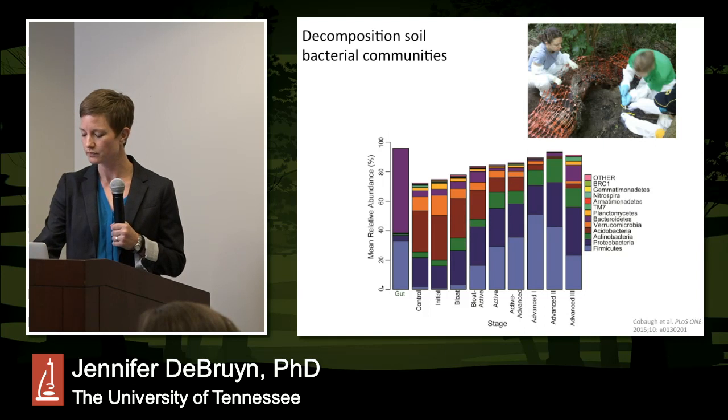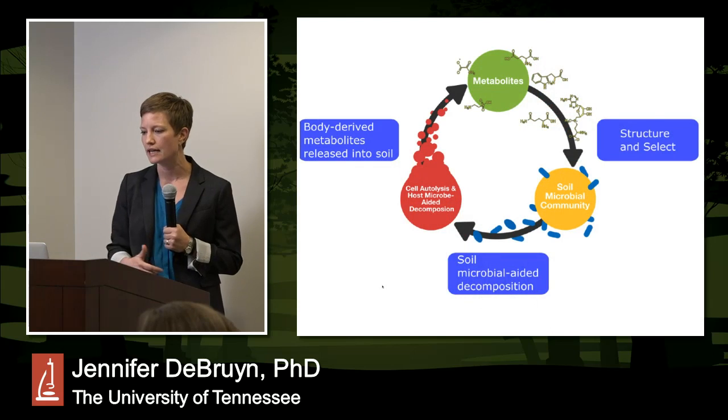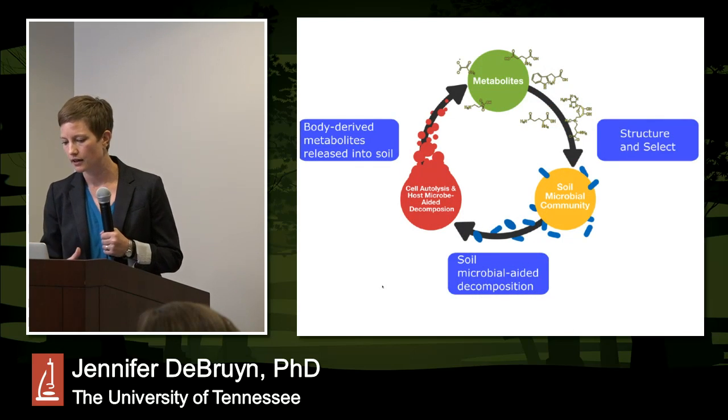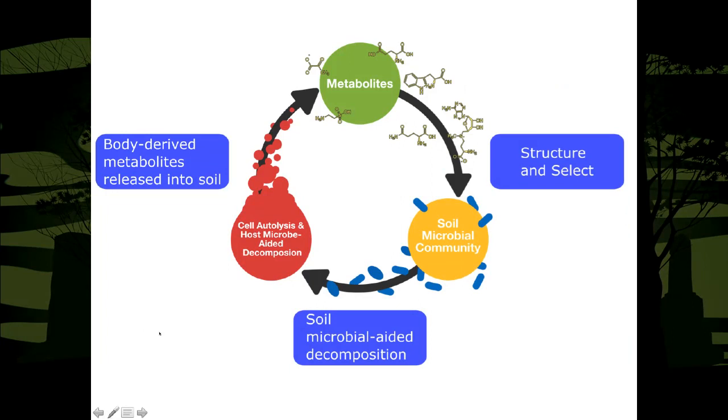And the reason these changes are occurring is because we have this positive feedback going on. What's happening is we get the decomposition by the host microbes that are releasing these compounds, these metabolites and decomposition products into the soil. That's selecting for soil microbial communities that can live and eat these compounds. And those microbial communities then participate in decomposition further. So you end up getting this positive feedback cycle that's causing this succession of microbial communities over time.